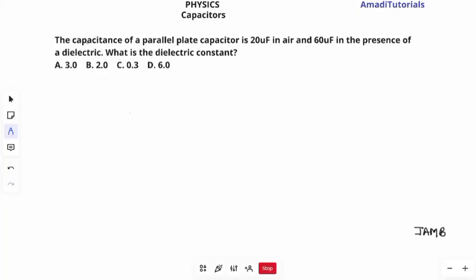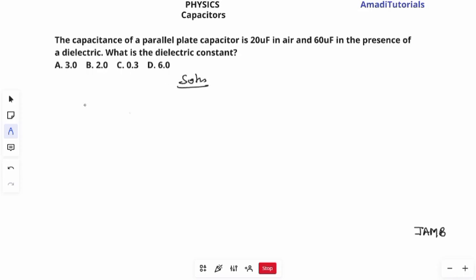Okay. The capacitance of a parallel plate capacitor is 20 microfarad in air and 60 microfarad in the presence of a dielectric. What is the dielectric constant?